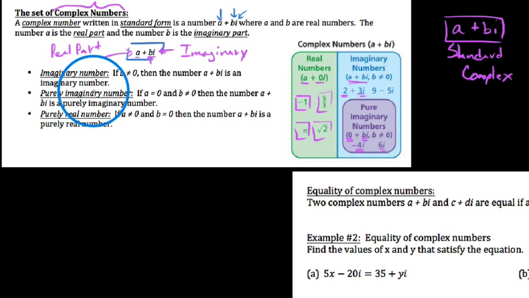So what sets the purely imaginary numbers apart from the imaginary numbers, that's these down here, is that a is equal to 0, or that is, we say the real part is 0. There's no real part to it, it's just an imaginary part.